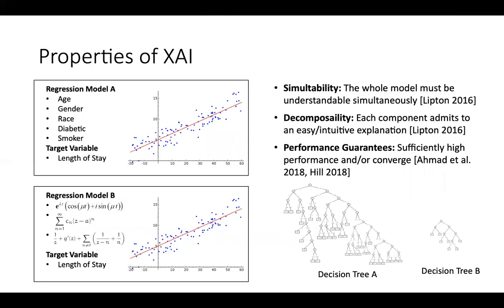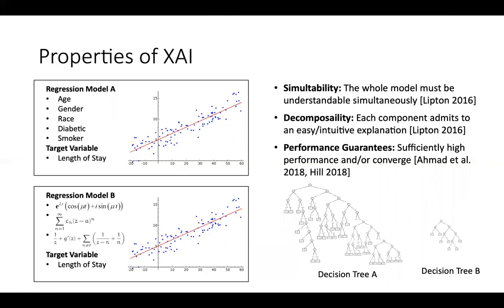And there are a number of properties or characteristics of explainable AI which have been identified in the literature. That is a tutorial in its own right, but in the interest of time, we will describe a few which are of interest. The first one is simultaneity, that is, being able to understand the whole model simultaneously. If you look at this example at the bottom right, decision tree B has this property, or at least has it much more as compared to decision tree A.